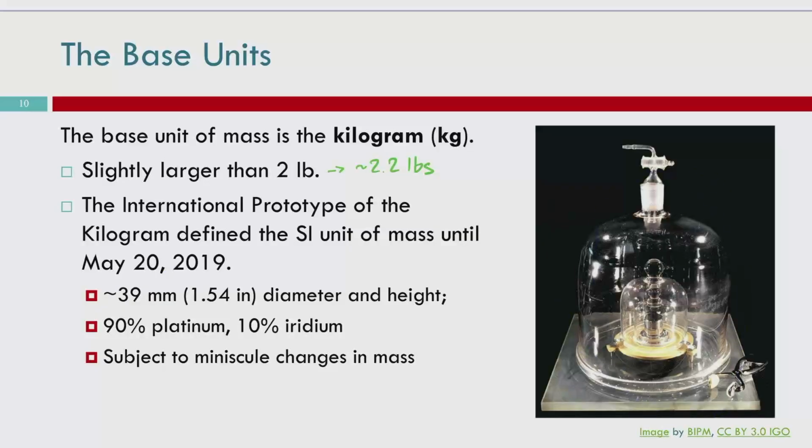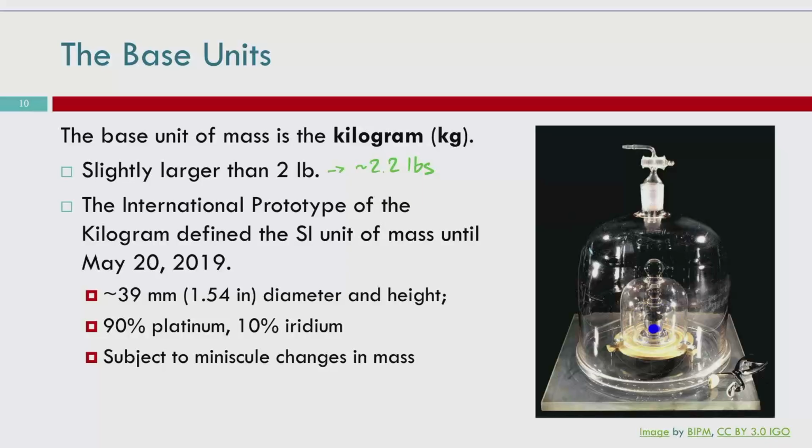So this picture, I'm going to go off on a rant here a little bit. This picture here is showing our international prototype of the kilogram. There are several of them made. I think that this is the original one, or a picture of the original one. And so it's this little rounded cylinder of metal on the inside. That is the international prototype of the kilogram. It's about 39 millimeters in diameter and height, so 1.5 inches, not very big. It's 90% platinum and 10% iridium, so you probably won't get one for your house.